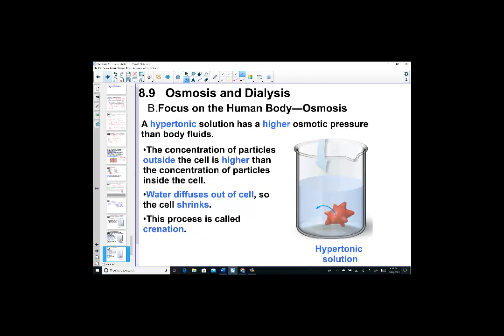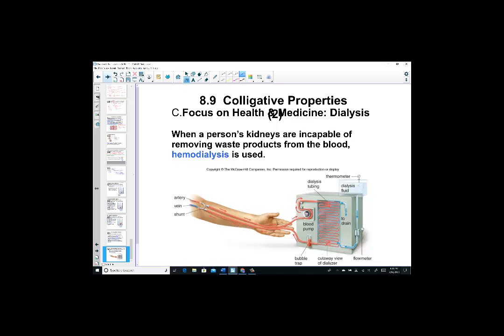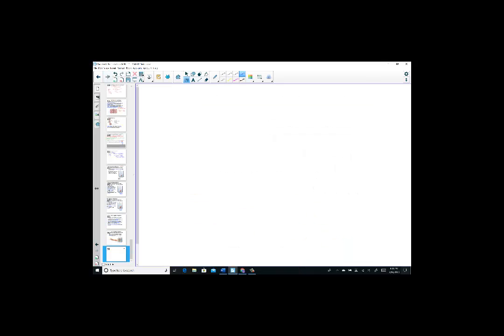Think about what cells do when they're placed into a solution. Another part that I'm going to ask you to do, focus on health and medicine, is the dialysis section in section 9 of chapter 8. Do a little reading here on the medical process of dialysis. And that will actually finish up your note pack through the process of a little more reading.